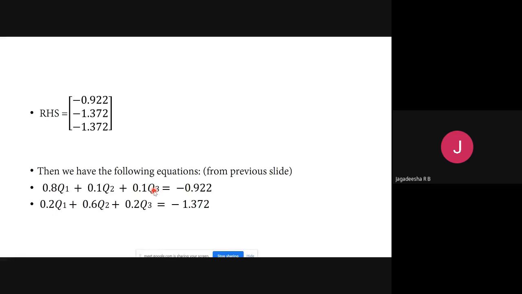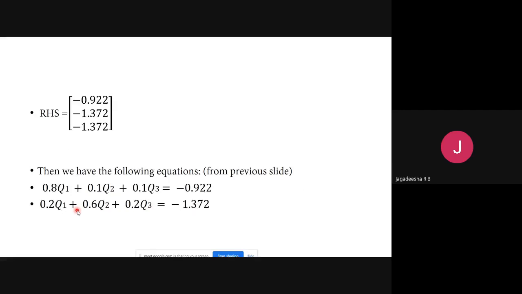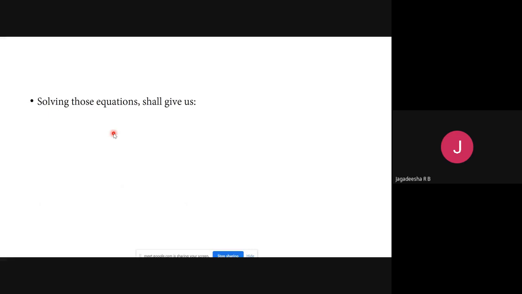If you want to see that again, what I did here is 0.8 multiplied by q1, 0.1 multiplied by q2, 0.1 multiplied by q3, and that equals the value here. Second, these three elements multiplied by these three equal this value here. Similarly, the second equation is 0.2 multiplied by q1, 0.6 multiplied by q2, 0.2 multiplied by q3, equal to the second value here. Similarly, you multiply the third row with q1, q2, q3, and equate that to the third value here. So again, you need to solve these equations, and you will get q1, q2, and q3.